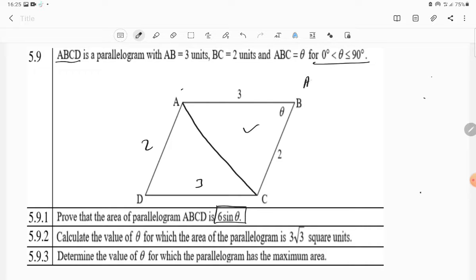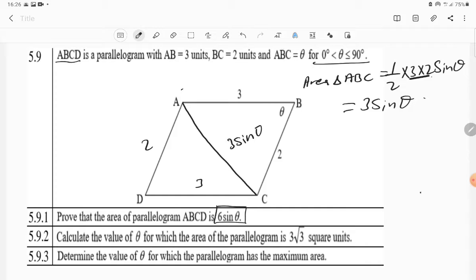Now, let me find the area of triangle ABC. It is going to be 1 over 2 times the base, which is 3, times the height, which is 2, then sine the included angle, which is theta there. Now, this can be simplified: 2 times 3 is 6, 6 divided by 2 is just 3. So we have 3 sine theta. This is the area of this triangle over there, 3 sine theta.